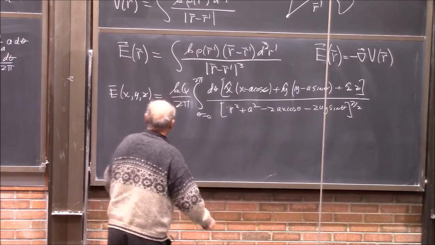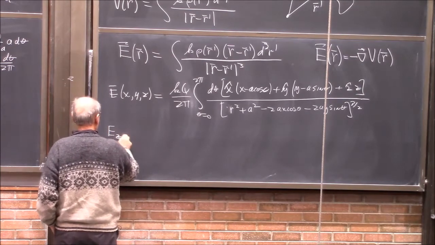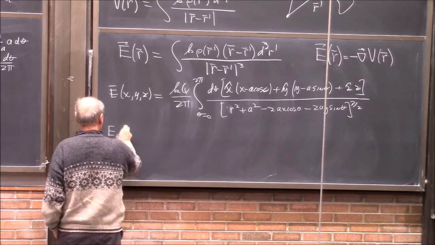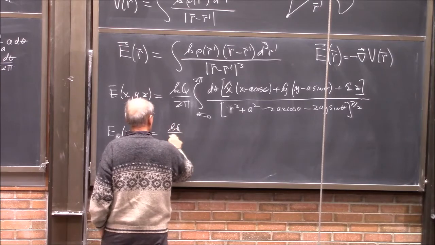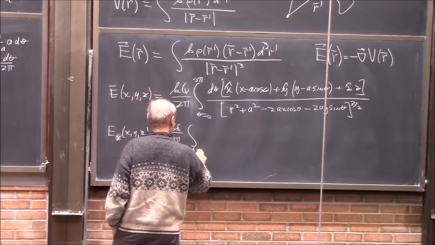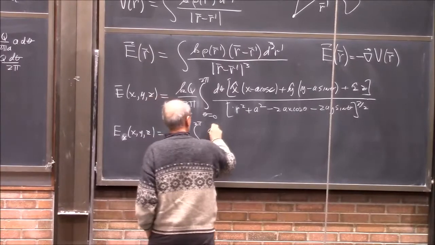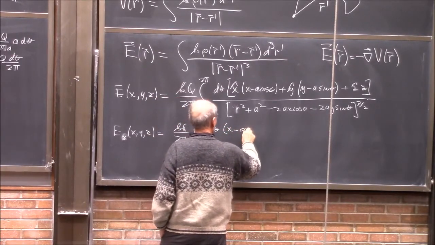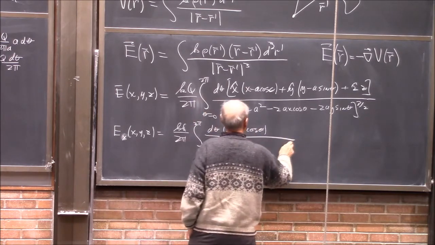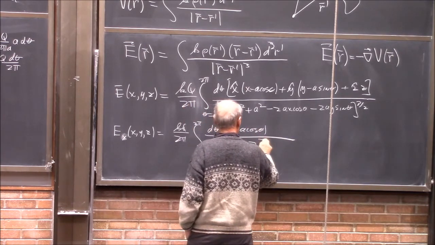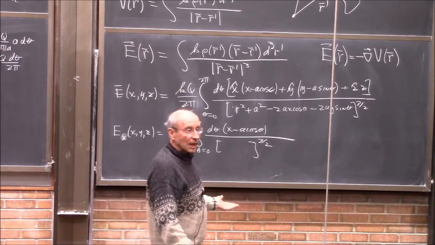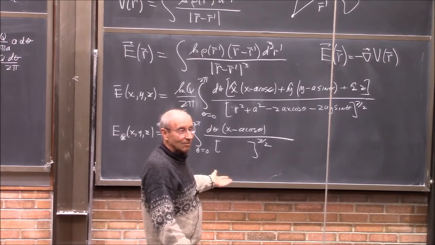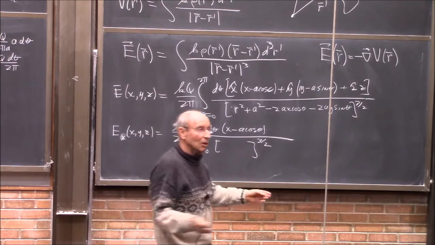Okay, so that would mean that Ex at x, y, and z would be equal to kq over 2 pi integral theta equals 0 to 2 pi d theta, x minus a cos theta over that thing to the 3/2. And that's a numerical integral, but we can do that. And once we've done it, we're done. We don't have to take a derivative. We don't have to do all sorts of numerical integrals arbitrarily close to this.